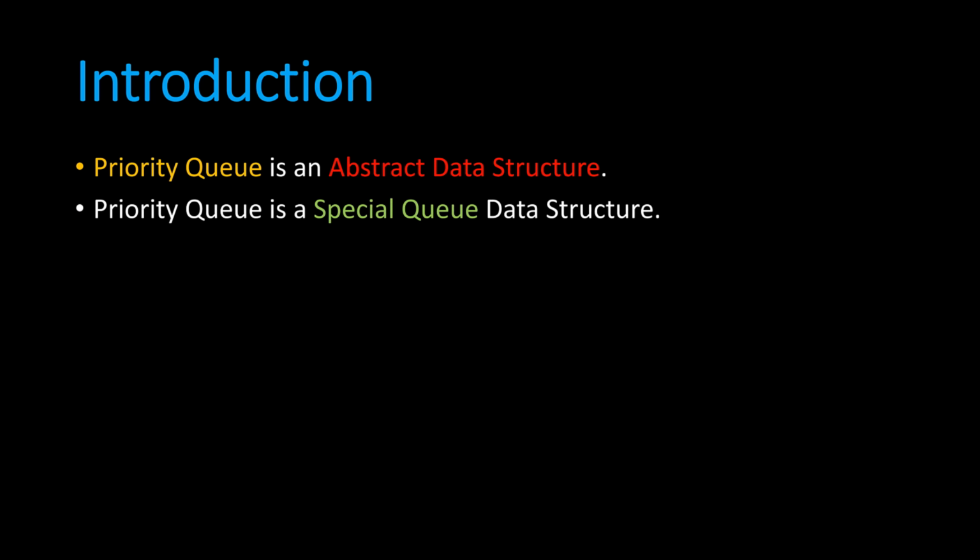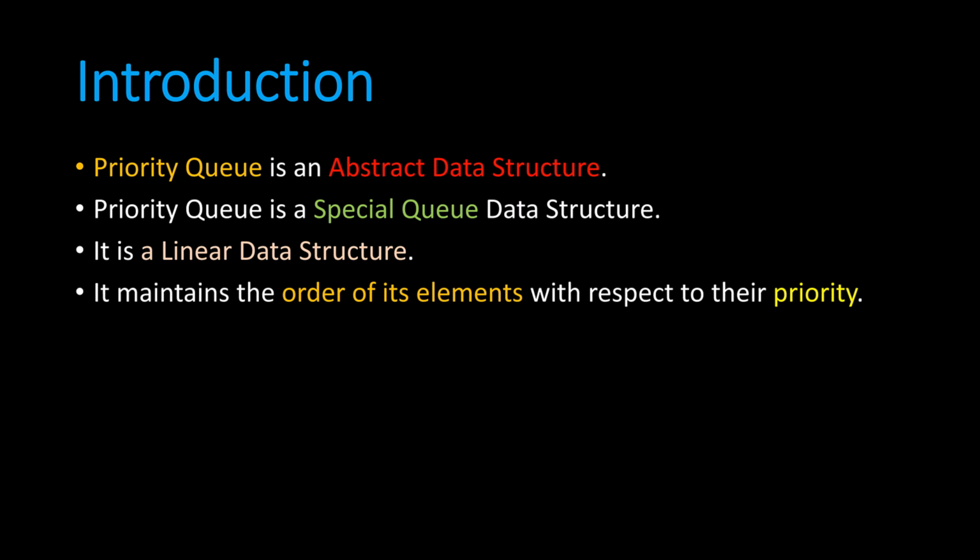Introduction of priority queue. A priority queue is an abstract data type, an abstract data structure. It is a special queue data structure that is very different from the normal queue. It is a linear data structure just like the normal queue. It maintains the order of its elements with respect to their priority.